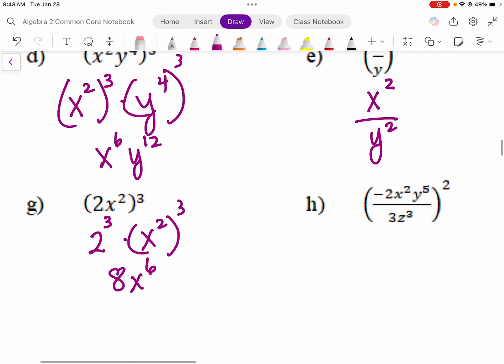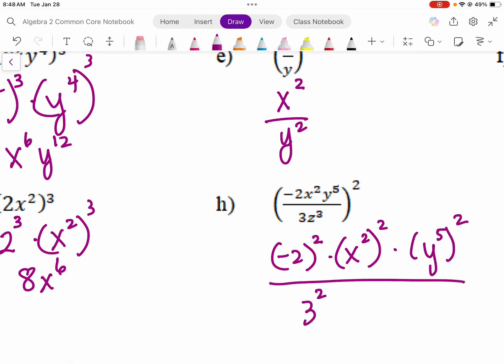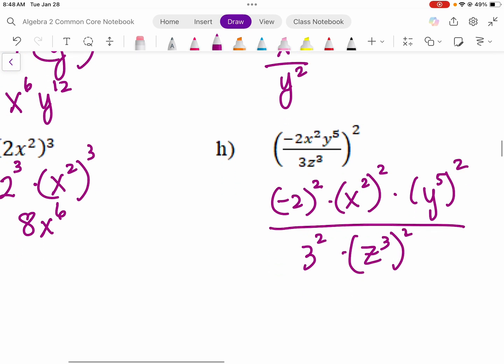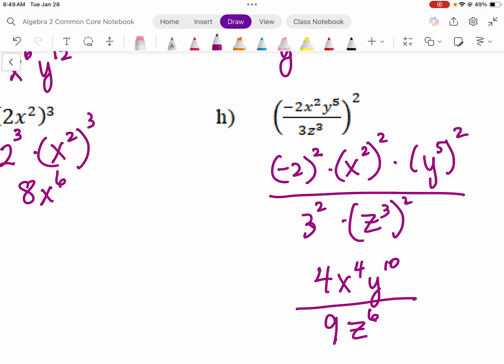Okay, make sure you share it with everybody inside the parentheses. So like here, I have negative 2 squared. Notice I put that negative 2 in parentheses, times x squared times y to the 5th squared over 3 squared times z to the 3rd squared. Everything gets squared. So negative 2 times negative 2 is 4. X to the second is x to the 4th. Y to the 5th squared is y to the 10th. 3 squared is 9. And z to the 3rd to the 2nd is z to the 6th.